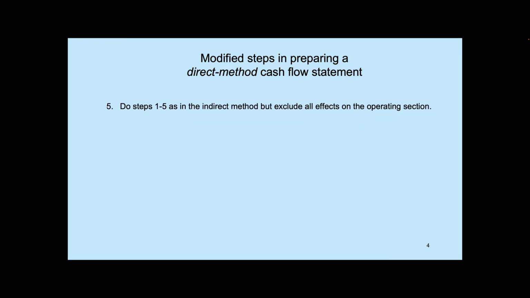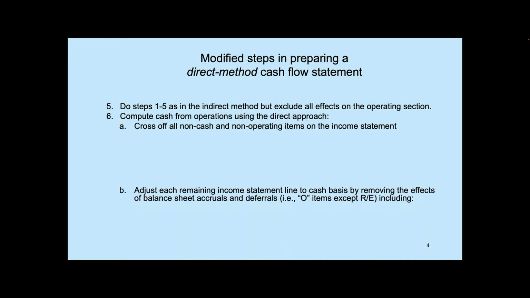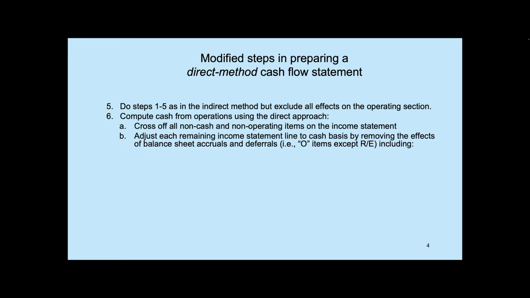That is, we're going to do steps 1 through 5 as in the indirect method, but we're going to exclude all effects on the operating section. So anything to do with depreciation or net income, we're going to exclude that. We're going to compute cash from operations using the direct approach, and we'll start out by crossing off all non-cash and non-operating items on the income statement. We're going to adjust each remaining income statement line to make it a cash basis income statement, really for operations, by removing the effects of the balance sheet accruals and deferrals.